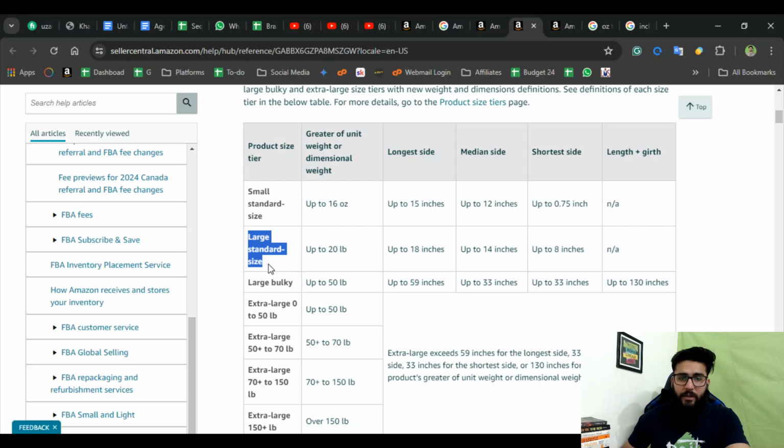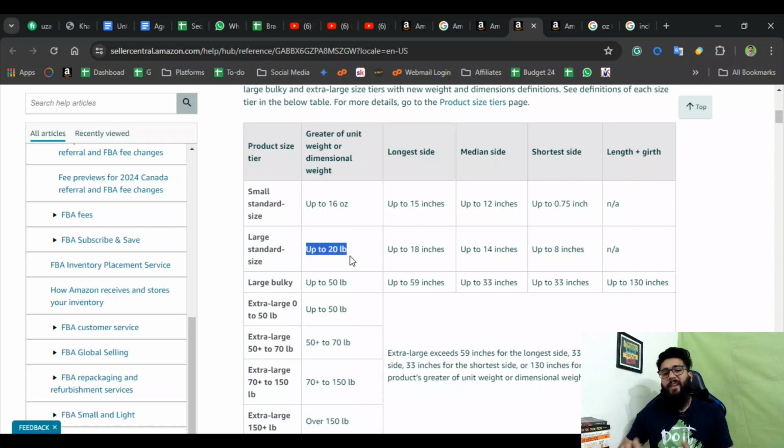In the large standard size, up to 20 pounds of weight can fall under it. The longer side can be up to 18 inches, the medium side can be up to 14 inches, and the shorter side can be up to 8 inches. So these are the details of the dimensions and the weight regarding which size tier our product is going to fall into.